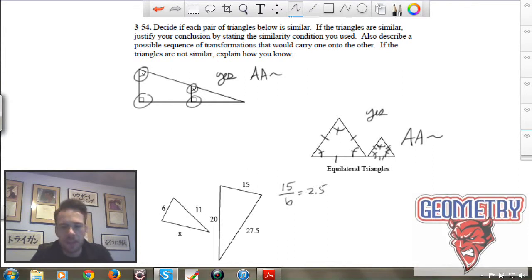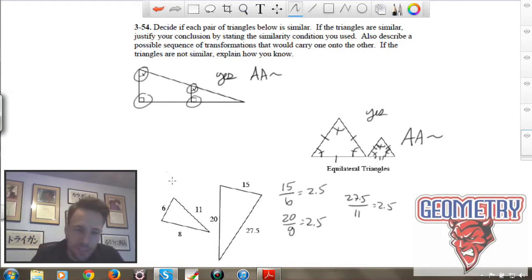If so, that's a ratio of 2.5 to 1, which would mean that every side of the second triangle is 2.5 times as big as the first. Now if I multiply 8 times 2.5, I get 20. Okay, well that works out nice. So there's the same proportion between 6 and 15, 8 and 20. If I multiply 11 by 2.5, I get 27.5. So there is the same exact ratio between all three of these: 15 to 6, 20 to 8, and 27.5 to 11. All the same 2.5 ratio.